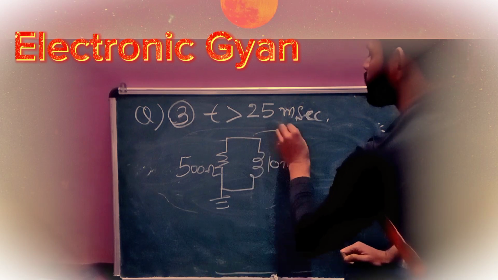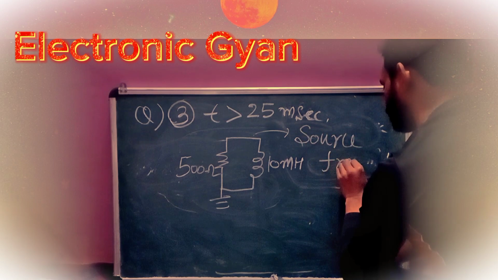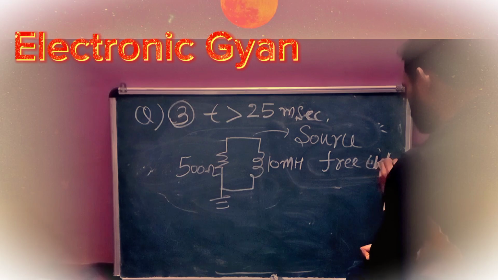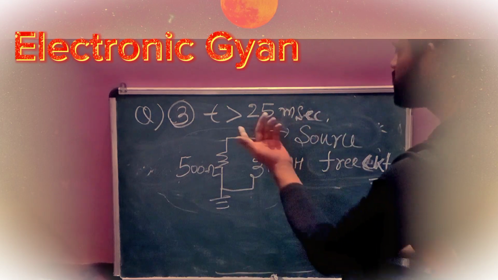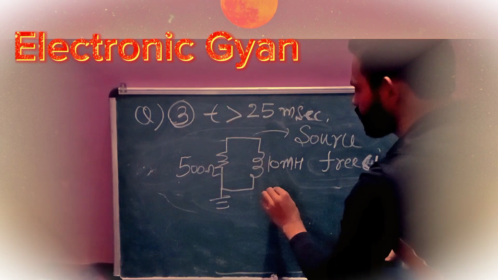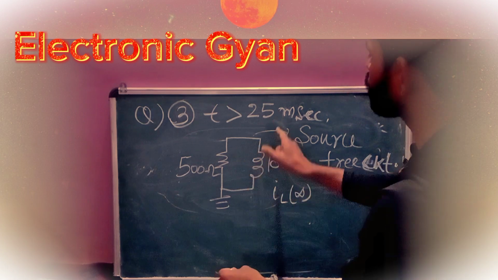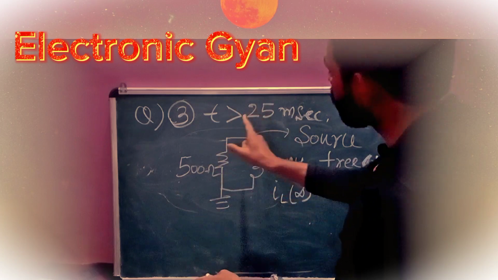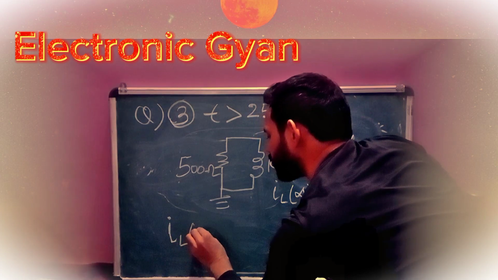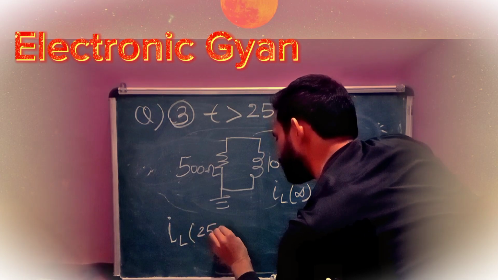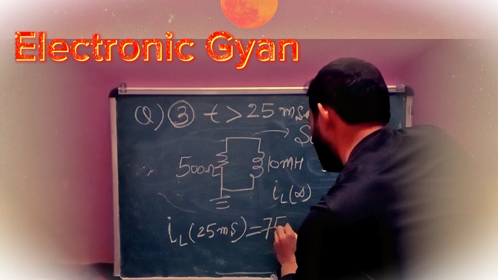So what is this circuit? This circuit is a source free circuit. Source free circuit means there is no source at all. So I can say IL of infinity means current. Let's see what the initial current is. For this circuit, my initial current is nothing but IL of 25 millisecond, which is 75 milliampere.